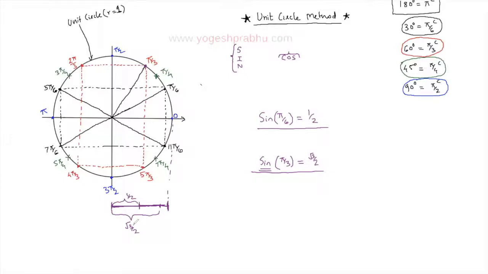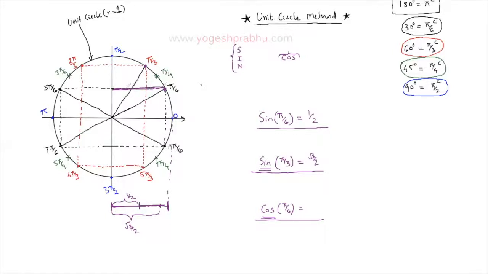Okay, let us do one more. Say if I want to now find cos of pi by 6. The procedure will remain the same. First you find out where pi by 6 is. It's over here. But now are you finding sine? No, you're finding cos. Now what did I tell you about cos? You measure horizontal. So I'm going to measure horizontal for pi by 6. The horizontal distance is this much.